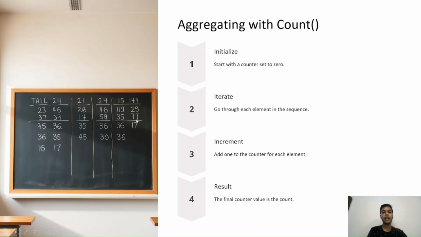Now let us see aggregating with count. Aggregating with count is nothing but calculating the total number of elements in the set. The algorithm involved in count is, first, initialize: we start with a counter and set the value to 0. Then we iterate, going through each element in the sequence. Then we increment the counter by one for each element. And at last, the final counter value is the count.